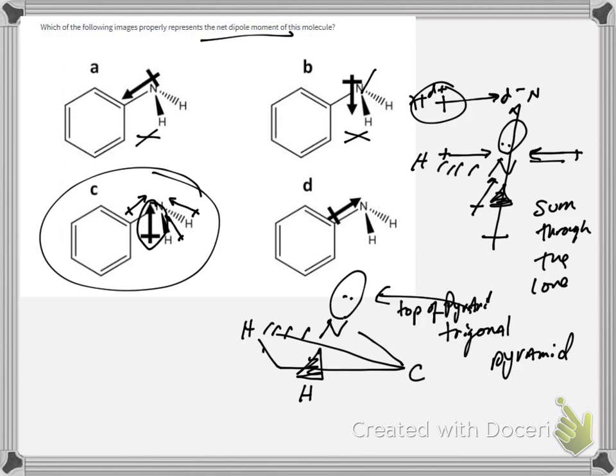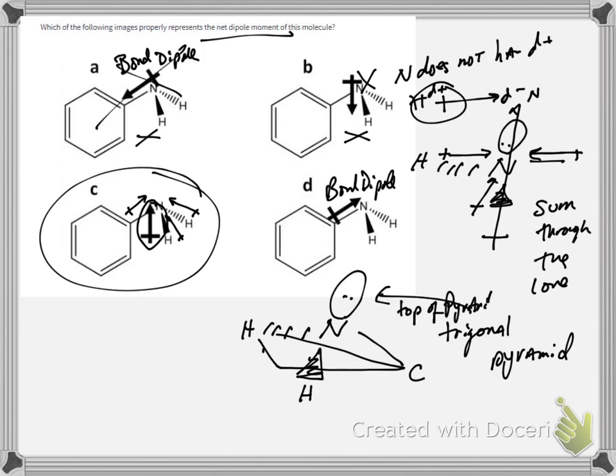D is only showing 1 contribution, right, along the carbon-nitrogen bond. And so this is a bond dipole. D is a bond dipole. It's not including the contributions of nitrogen and hydrogen in the 2 NH bonds, which makes D incorrect because what's shown in D is not a net dipole. C is the one that shows that correctly.